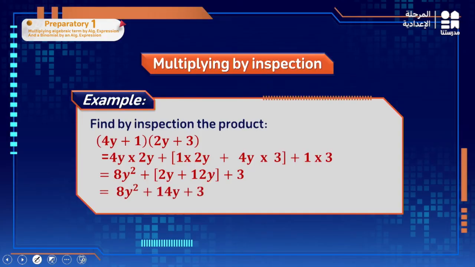In the middle, we have like terms, so we have to simplify them. Simplify means what? Add or subtract the coefficients according to the operation. Here, our operation is addition, so add them. So the final answer will be 8y squared plus 14y plus 3. This 14, we got it from 2y plus 12y, and then plus 3.